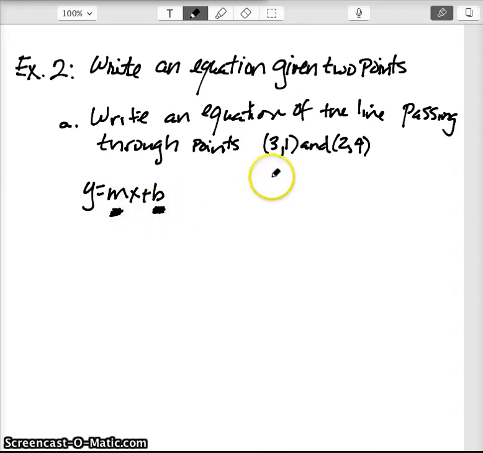Which isn't too bad because we remember how to find the slope from our previous chapter, where we know that the slope is the change in y over the change in x. So my slope is the first thing that I'm going to find, and then I'm going to go and find my y-intercept. And we're going to do this part the way we did the last example.